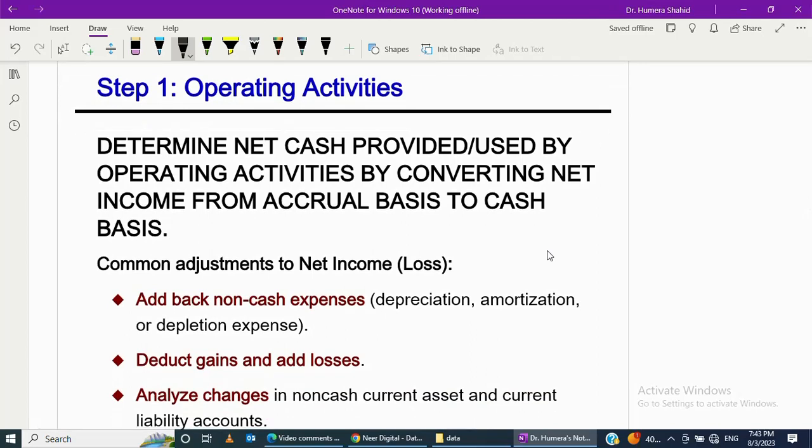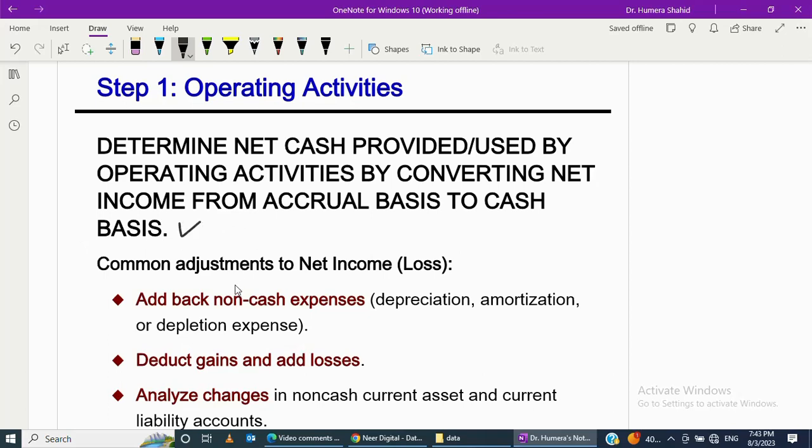For this part, I said I'm not going to take you back again and again to the question. I expect that you please open the balance sheet and income statement in front of you, so that when I'm explaining you can see the numbers. Okay, step number 1. What was step number 1? Calculate the difference between cash flow from operating activities and net income. So see here, determine net cash provided by or used by operating activities by converting net income from accrual basis to the cash basis.